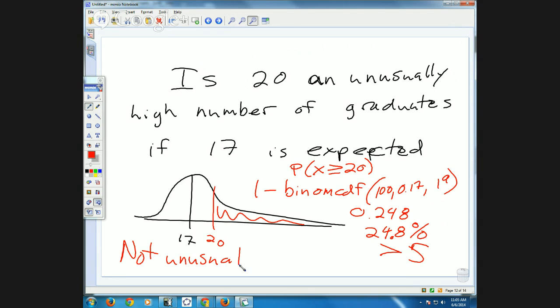but I wouldn't say it's unlikely either. It's not really likely either. It's just 24.8%. It's not unusual. It's not really likely. It's not really unlikely. It's a 24.8% chance that this happens if 17 is expected.